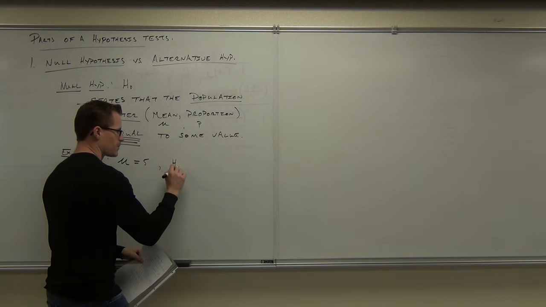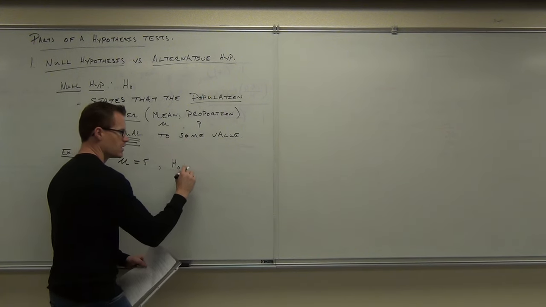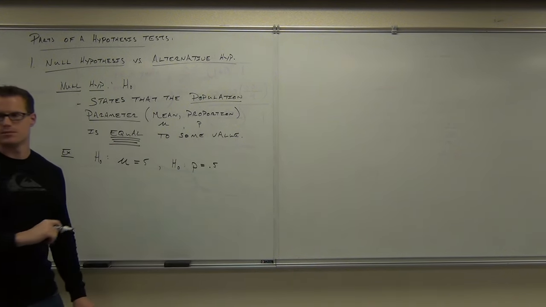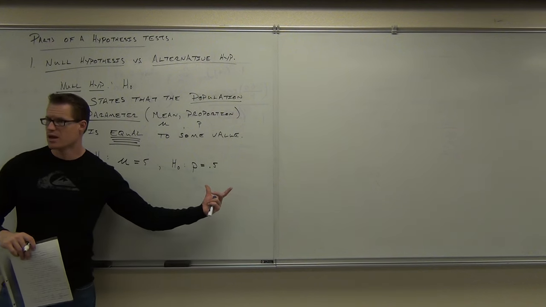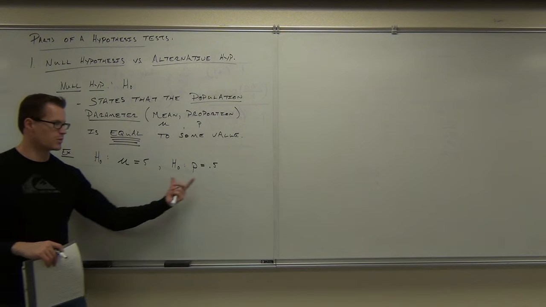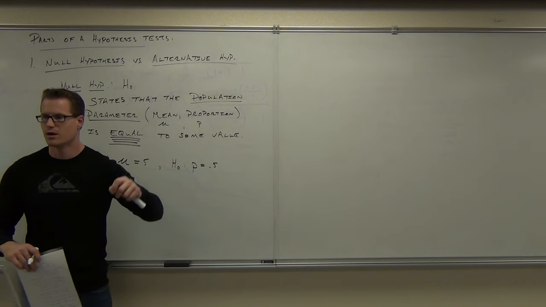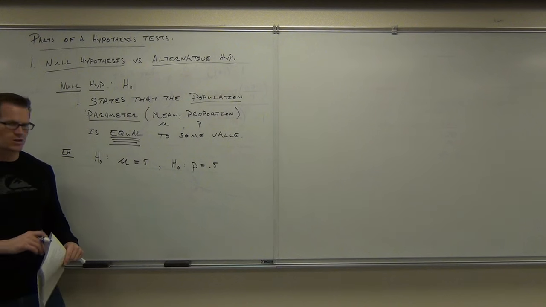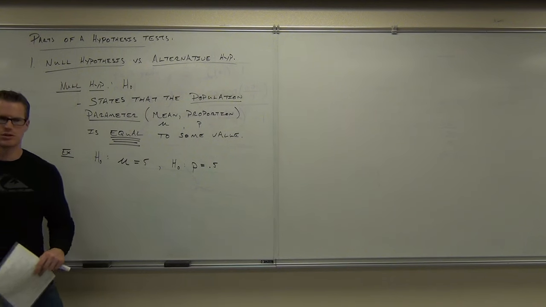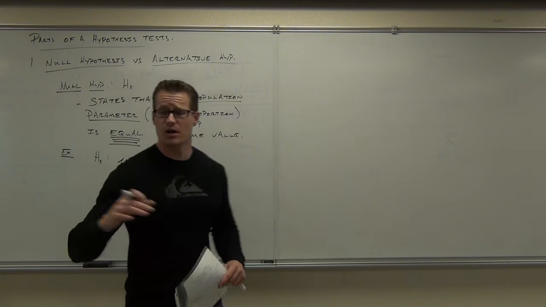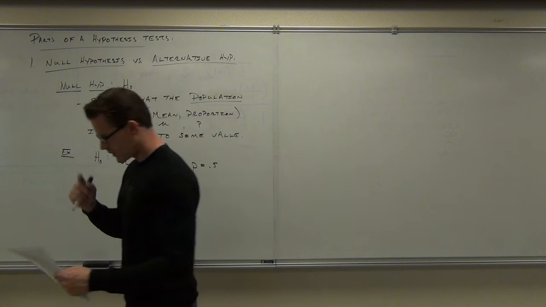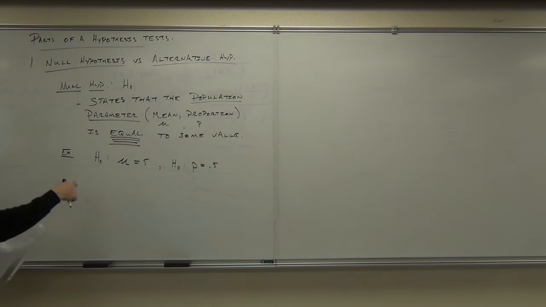If you're talking about the proportion, you would have p equals, like, 0.5. Remember, proportions have to be decimals between 0 and 1, and means don't have to be. You okay with this so far? So we just have these things called null hypotheses. We know that it's going to have some parameter, mu or p, and it's going to be equal to some number. Now, this is always how we do a hypothesis test.